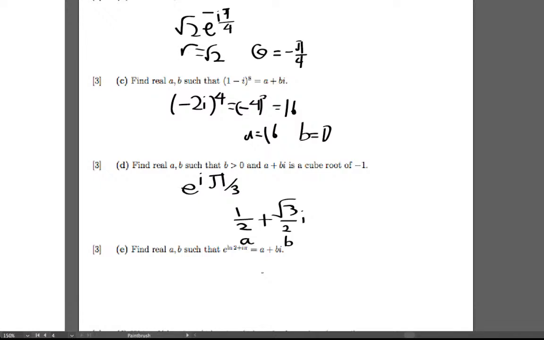Such that b is bigger than 0. Oh wait, there are actually two different solutions. I think there are two different solutions. Wait, what? So I know that e to the i pi over 3 is that. There is actually another solution, which is when it's for.